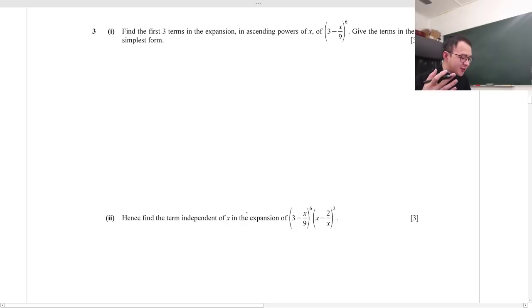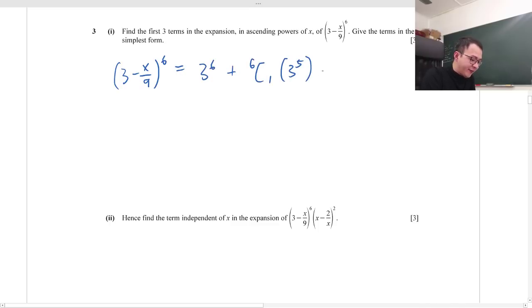Find the first 3 terms in the expansion in ascending power of x. So basically you need to find the first 3 terms for this one. Should be quite easy. First term is 3 power of 6. Second term is 6c1, 3 power of 5, negative x over 9, power of 1. And then the next term is 6c2, 3 power of 4, and negative x over 9, power of 2.